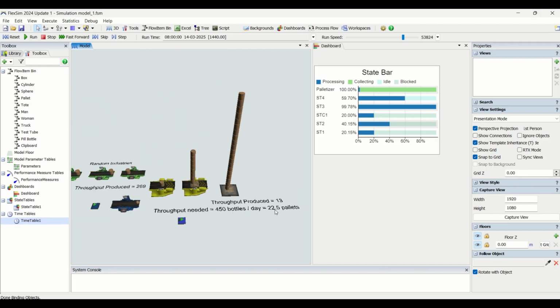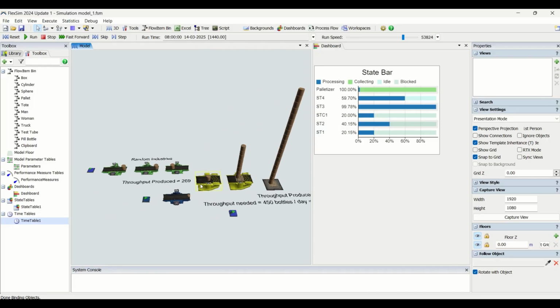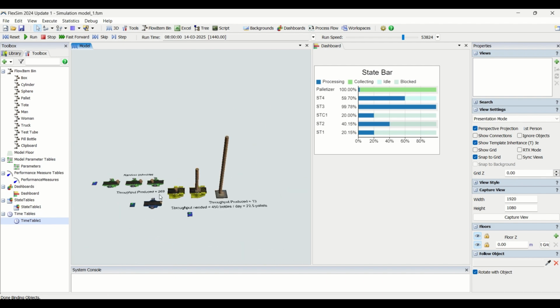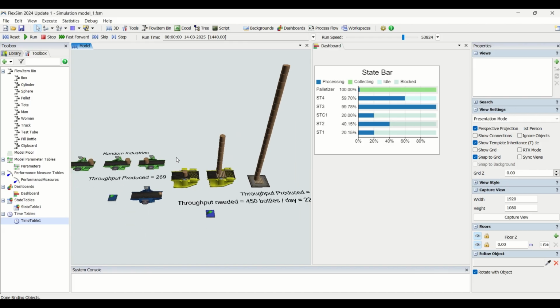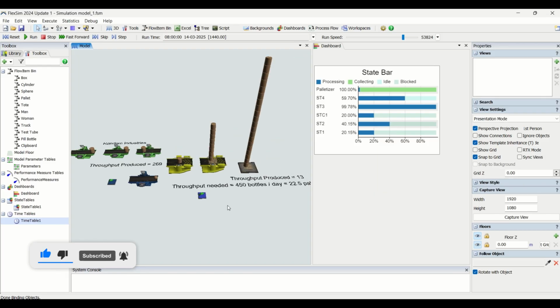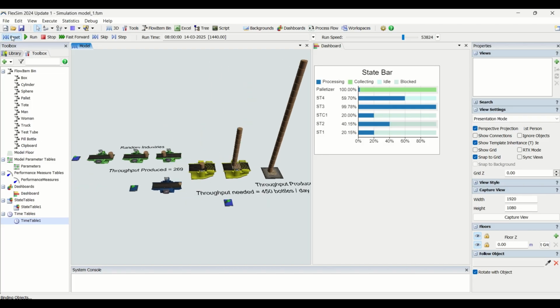That is almost, we are now getting 13 from 14, and initially we had 287. Now we are getting 269 bottles onto our bottling line. So our breaks are now reducing our throughput in the system more, but the bottleneck station is still ST3. Okay, now let me reset this.